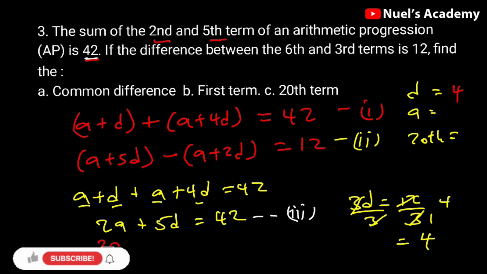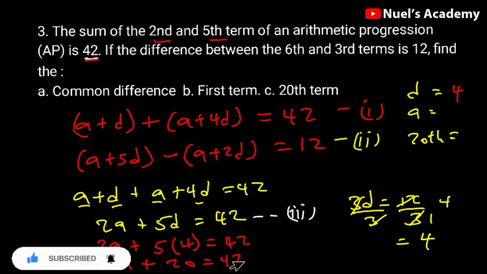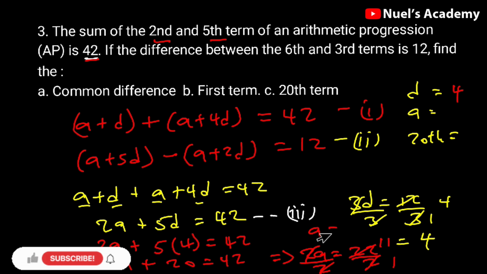So we have 2a plus 5 multiplied by the common difference, which is 4, is equal to 42. So we have 2a plus 5 times 4, which is 20, is equal to 42. So 2a is equal to 42 minus 20, which is 22. Let's divide both sides by 2. This and this will cancel. 2 divided by 2 is 1. 22 divided by 2 is 11. So a is equal to 11. That's the first term of this AP: a is equal to 11.